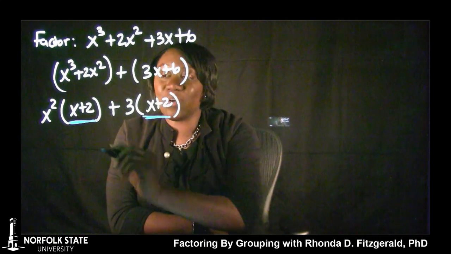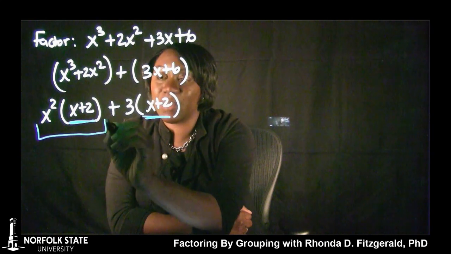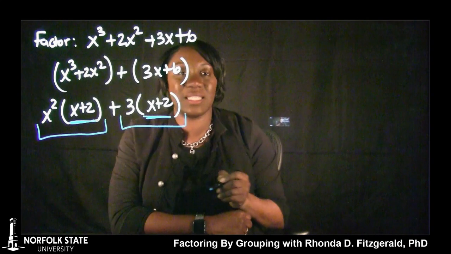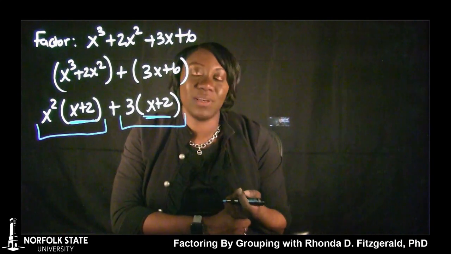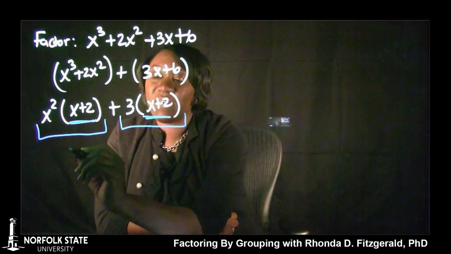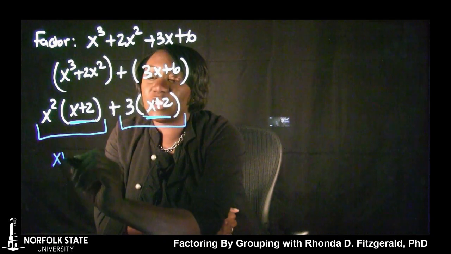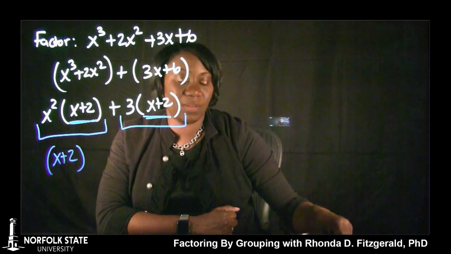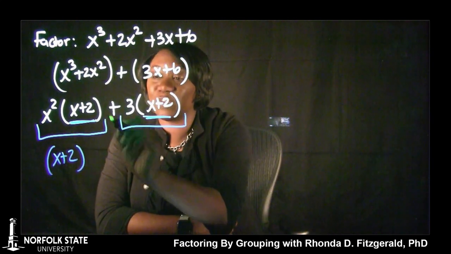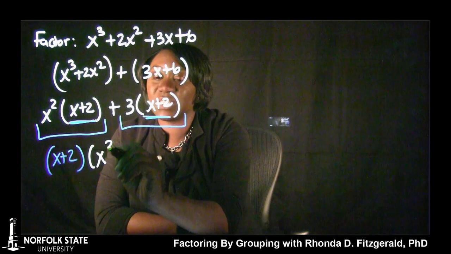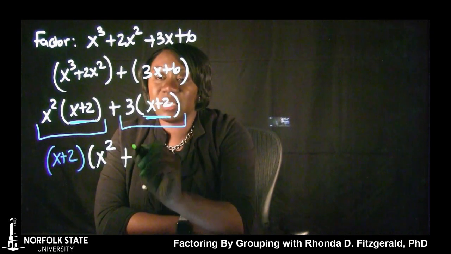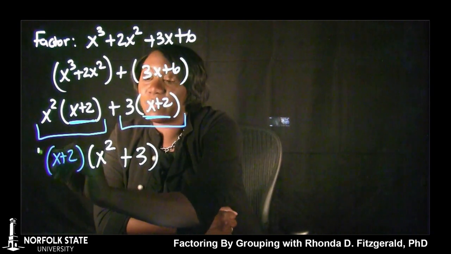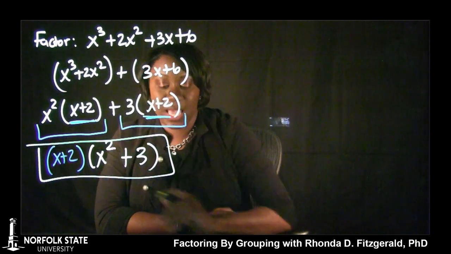So what we do now, because x plus 2 is in this first part and x plus 2 is in the second part, that's a GCF. So we can factor that out. So if I factor out the x plus 2, we need to now write what's left. Well, if I took out an x plus 2 from this first set, what's left is x squared plus 3, because 3 is left in the second part. And that would be my final answer in that case.